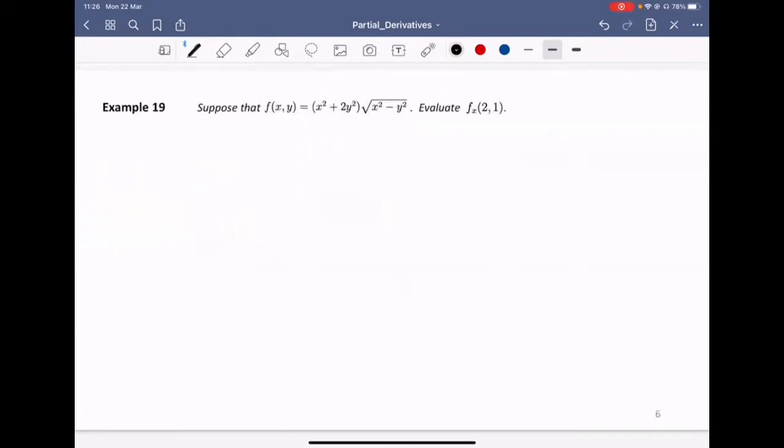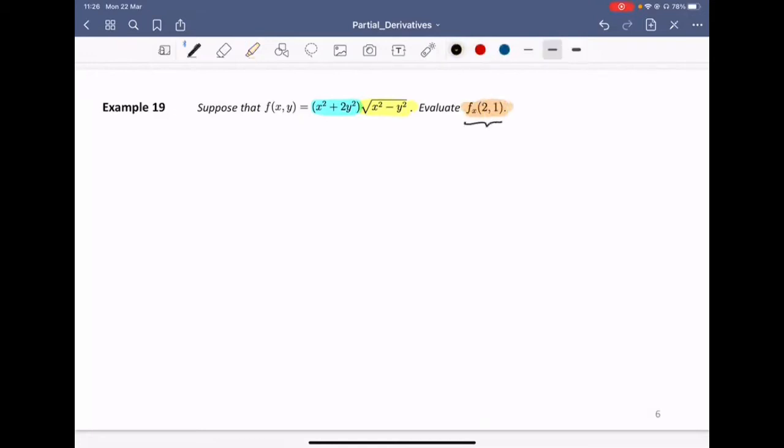So example 19, this is going to be a little bit harder compared to the previous one. Suppose that you have f(x,y) equal to the product of these two things, (x squared plus 2y squared) and the square root of (x squared minus y squared). Well, I want you to find this notation f subscript x at (2,1).